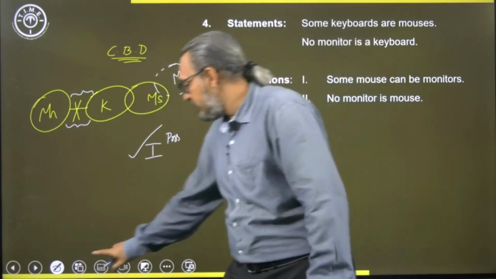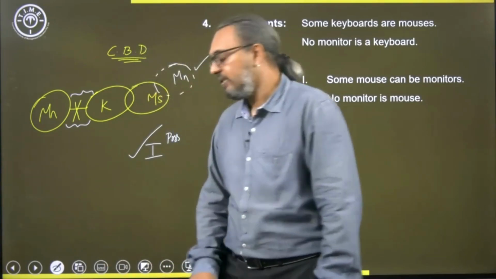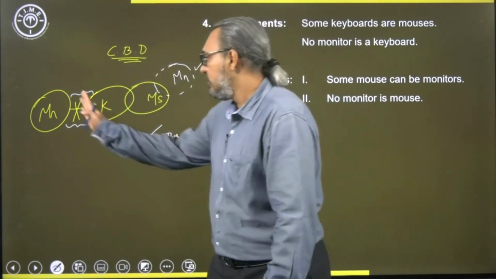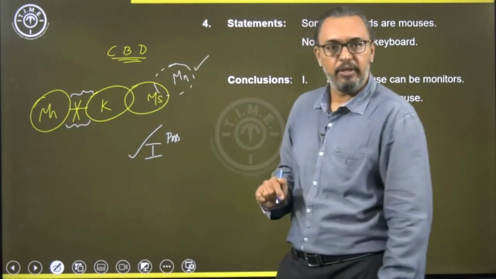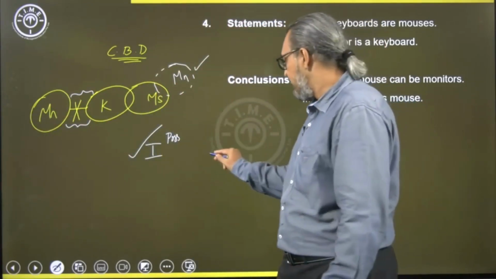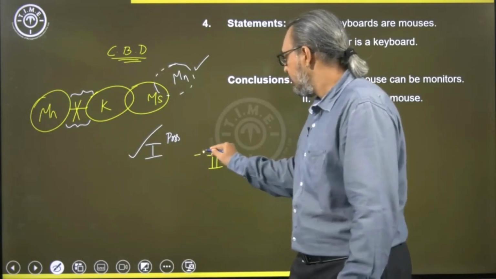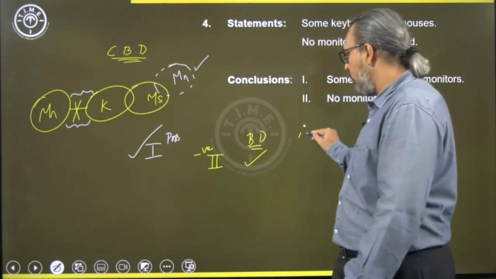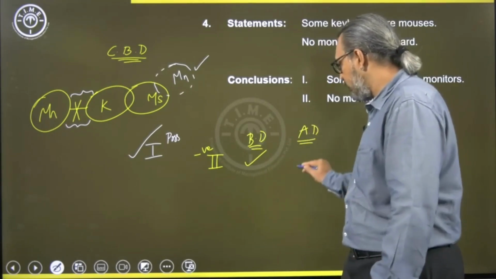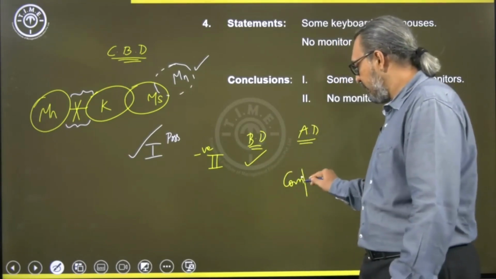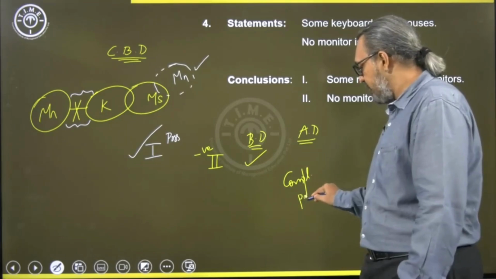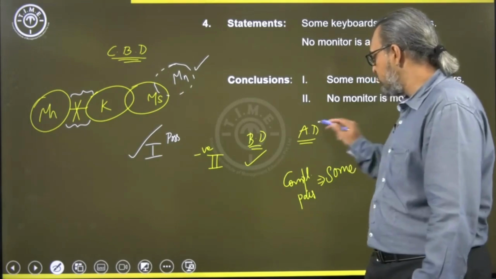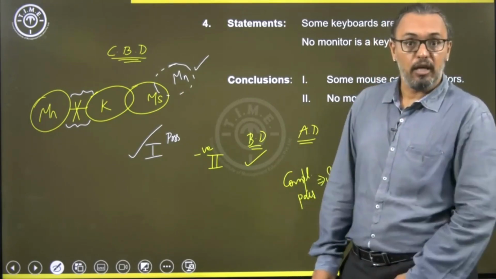Okay. Now let's look at the second one. The second one says no monitor is a mouse. Correct. Monitor is separate, mouse is separate, no monitor is a mouse. So we have a negative conclusion, that is a yes in the basic diagram. So now you are to take the alternate diagram and go for the complementary. And what's the complementary pair that you get? It is some. So for no monitor is a mouse, some monitor are mouse.